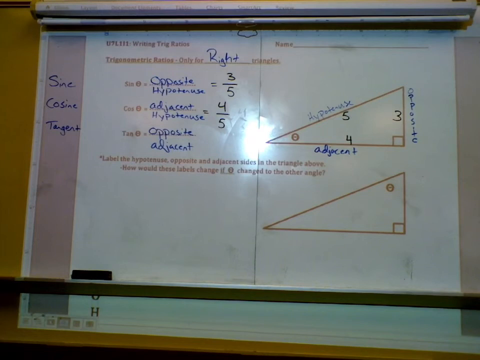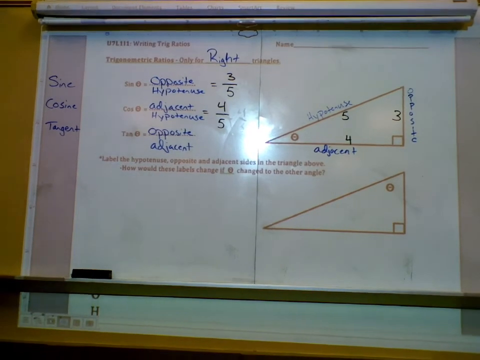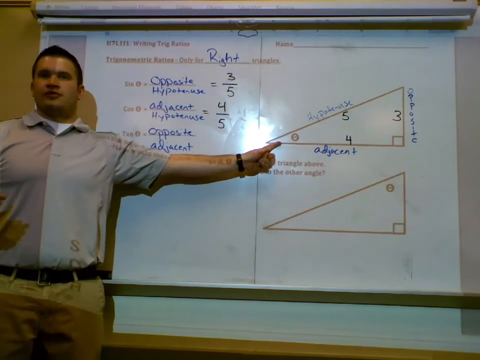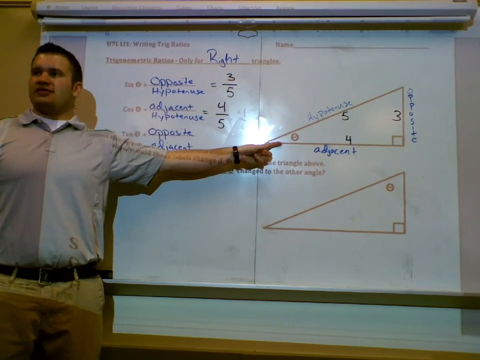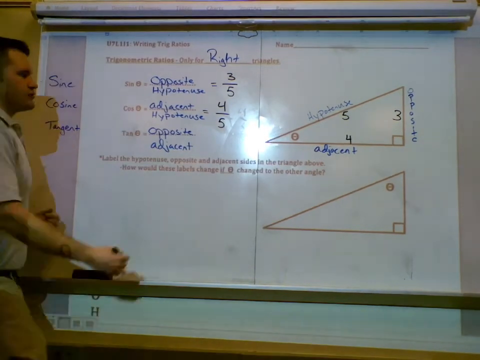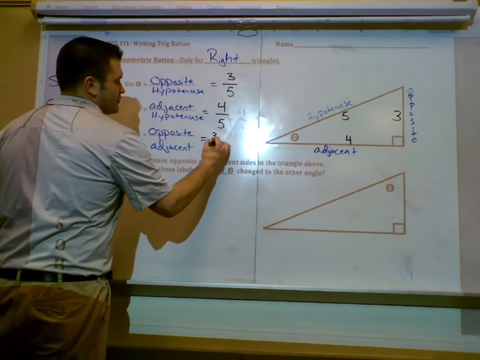Tangent. Opposite over adjacent, right? Which one's opposite theta? 3. Which one's adjacent to theta? 4. So this ratio is 3 over 4.